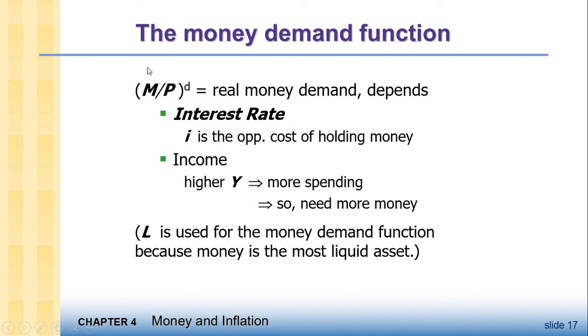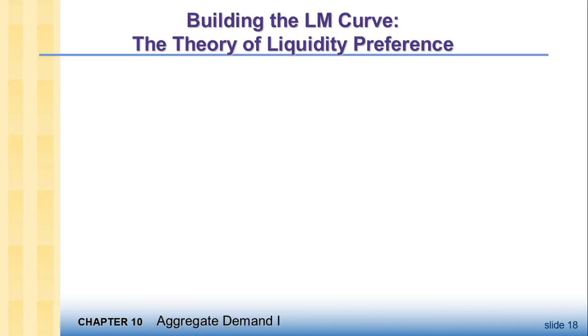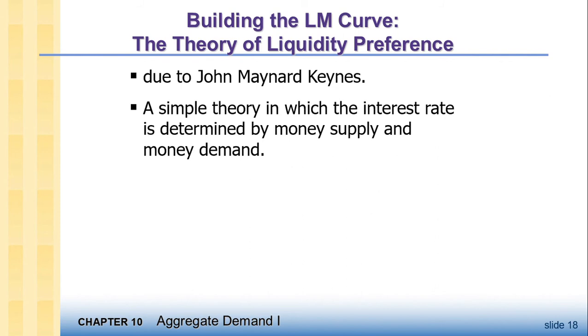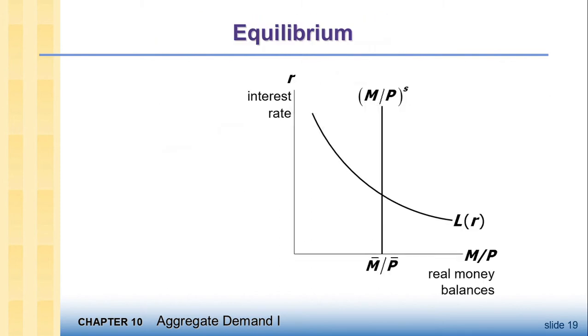So now summing this up, we come to the theory of liquidity preference, which is Maynard Keynes's inclusion of interest rate and income into the money demand function, where he's saying that the interest rate is determined by money supply and money demand, and the interest rate also somewhat helps to shape money demand. How does it happen? Let me explain this diagram a little bit.